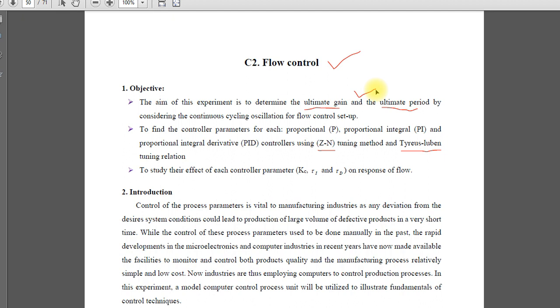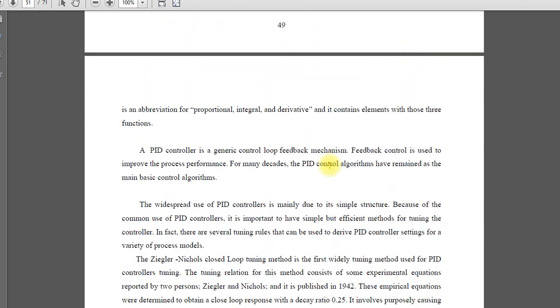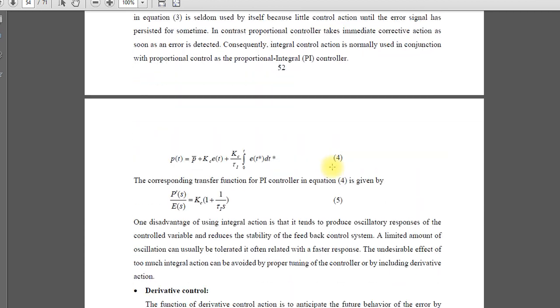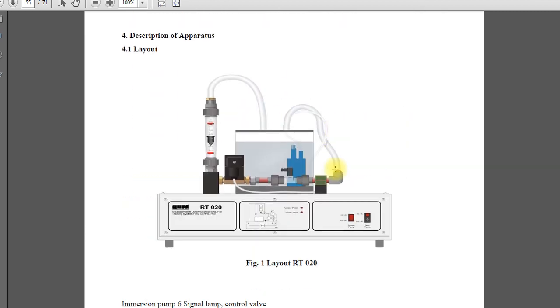Okay, so for a PID controller, you need values of Kc, tau I and tau D. Okay, it depends on each process. So where is your process? Your process is here, the flow control setup we have in the lab. So this is the setup.